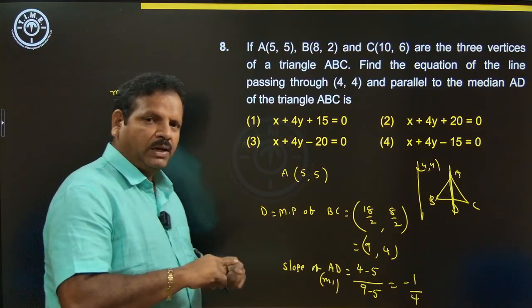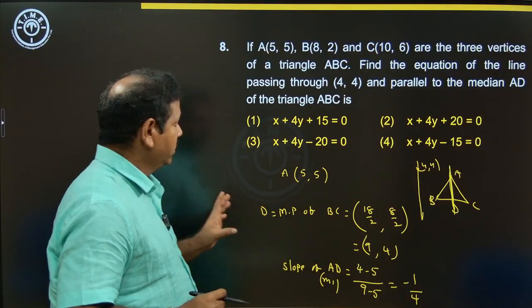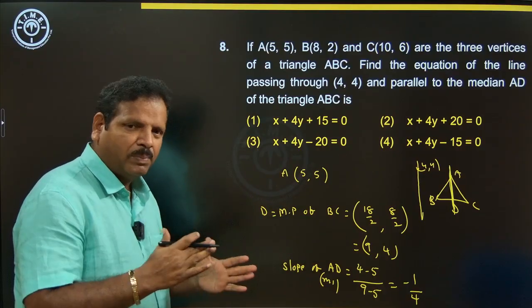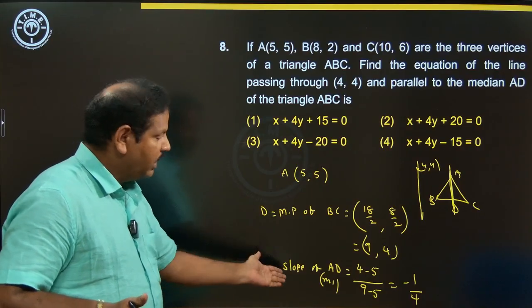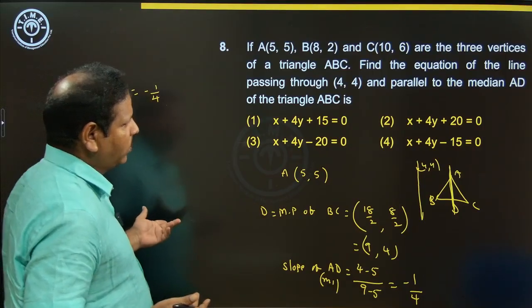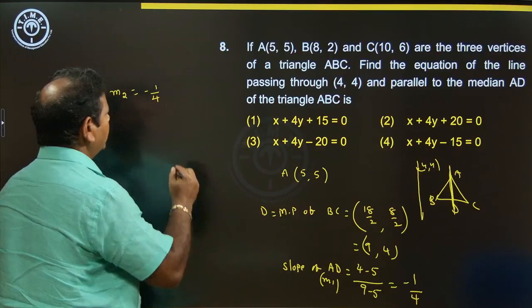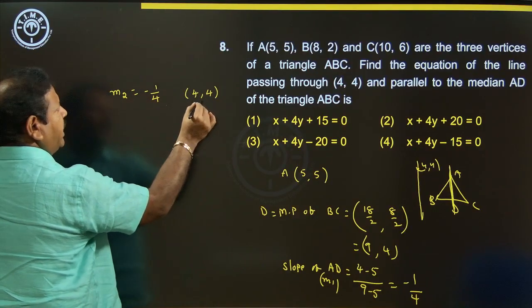When two lines are perpendicular, m1 into m2 is minus 1. If m1 into m2 is equal to minus 1, the lines are perpendicular. For perpendicular lines, m1 into m2 equals minus 1. For parallel lines, anukondi, m1 equals m2. So m2 is also minus 1 by 4, and the line is passing through 4 comma 4, which is given. Point and slope are given.